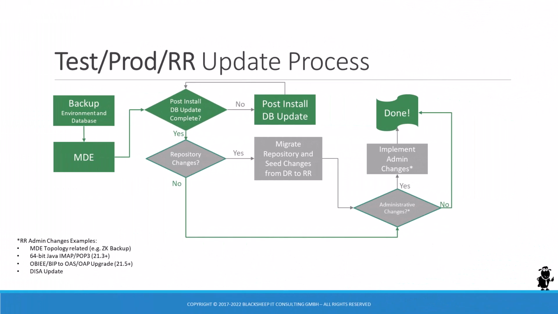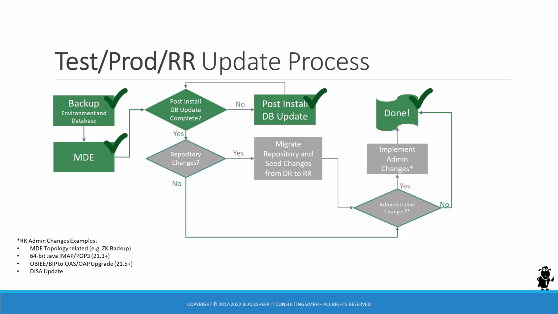The same is true for test or production, also known as RR environments, where the update process is a little shorter. The mandatory steps are the same. Back up your environment, run MDE, run post-install database update. If there's nothing else to do, you're done. Of course, you have to repeat the update process for every Siebel instance.